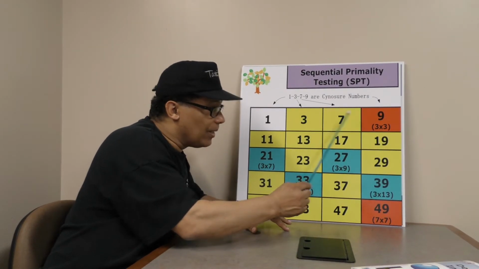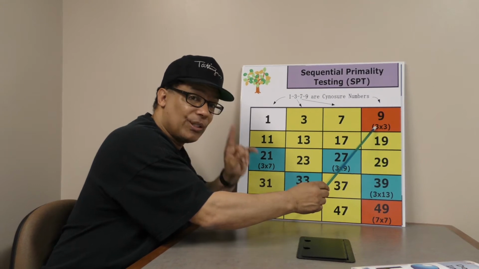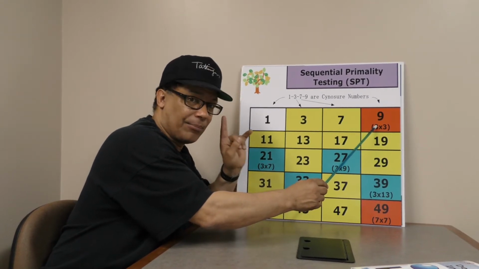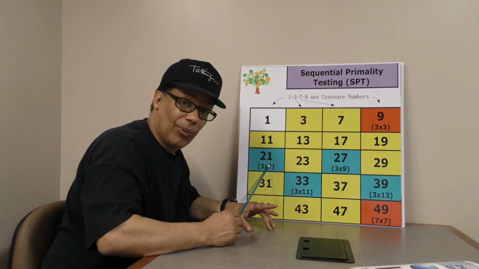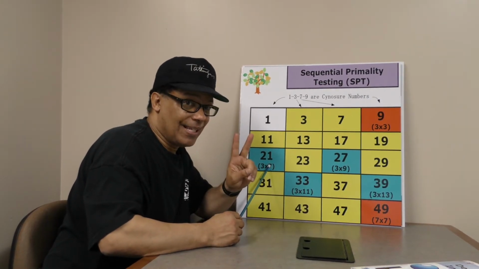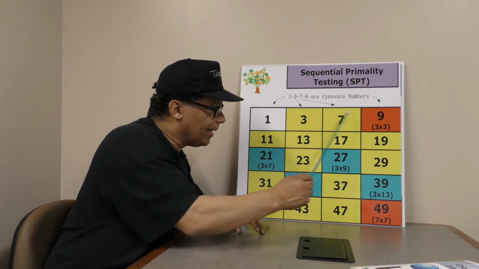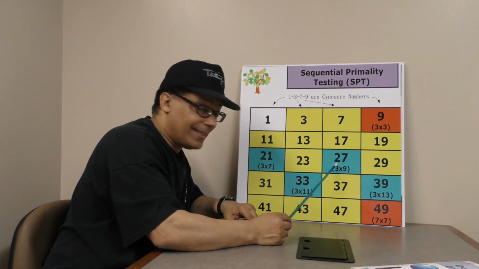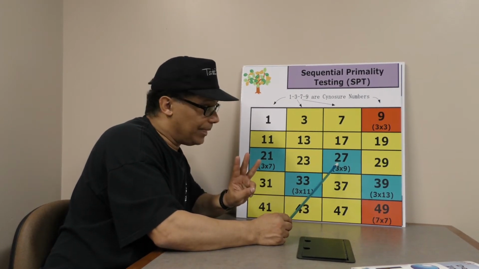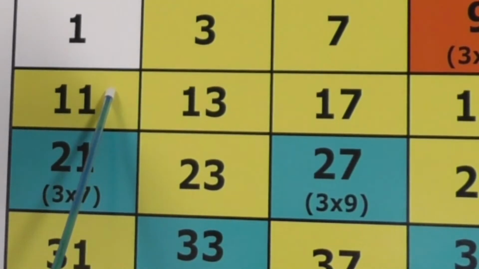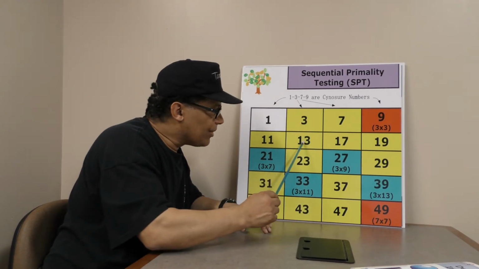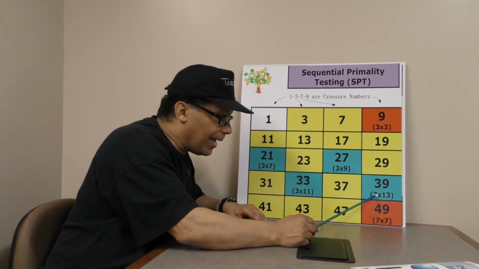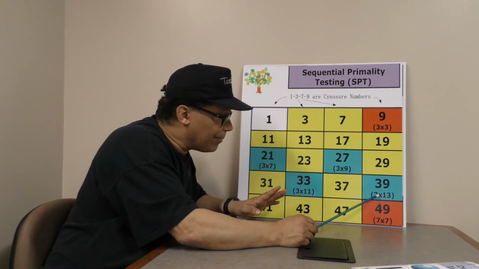3 times 3 produces 9, which is the first number that is not prime. 3 times 7 produces 21, which is the second number that is not prime. 3 times 9 produces 27, which is the third number that's not prime. 3 times 11 produces 33, another number that's not prime. 3 times 13 produces 39, another number that's not prime.